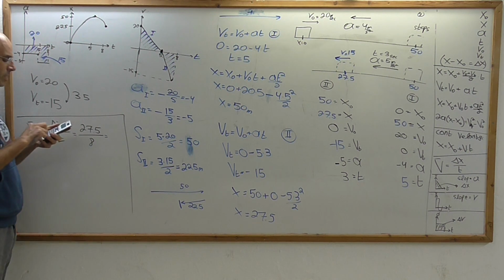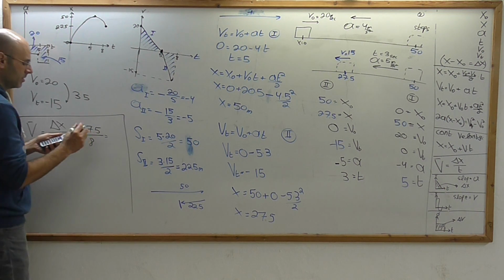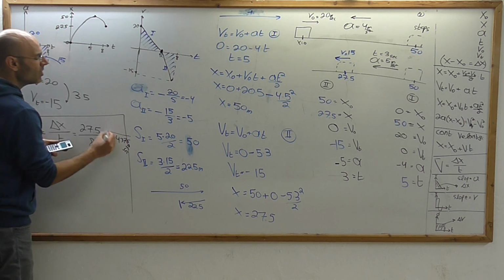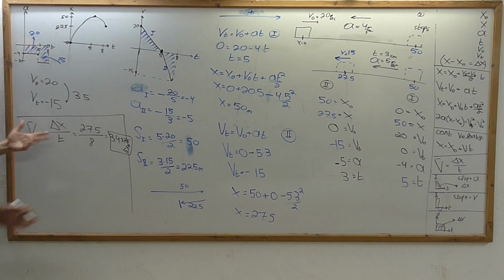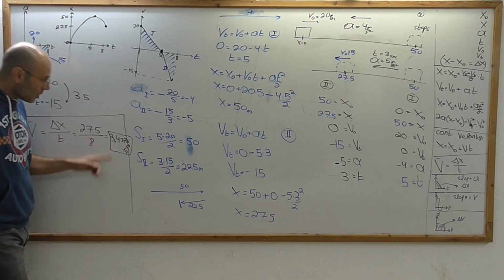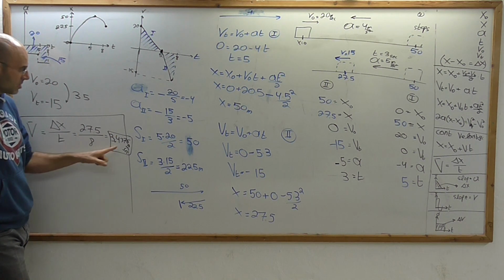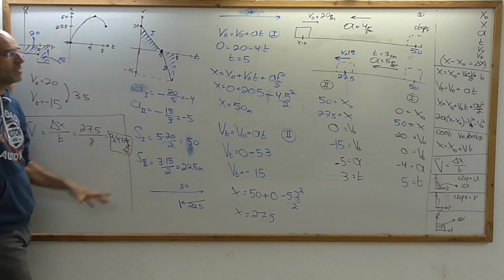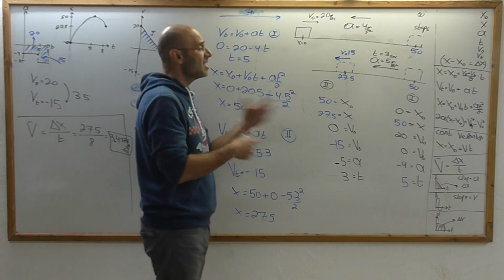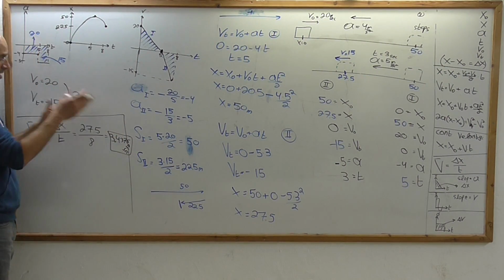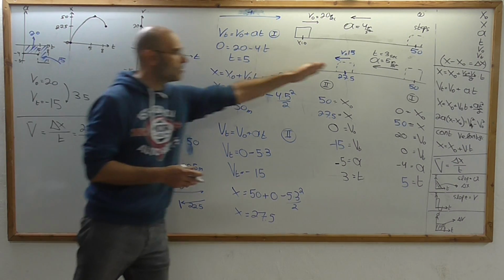So if I do 27.5 divided by 8, I get 3.4375 meters per second. What does this average mean? It means that if this object were to go at a constant velocity, this constant velocity, it would reach the same place at the same time. Instead of going that way and that way, if it goes at this velocity for 8 seconds, it will reach exactly the same place.